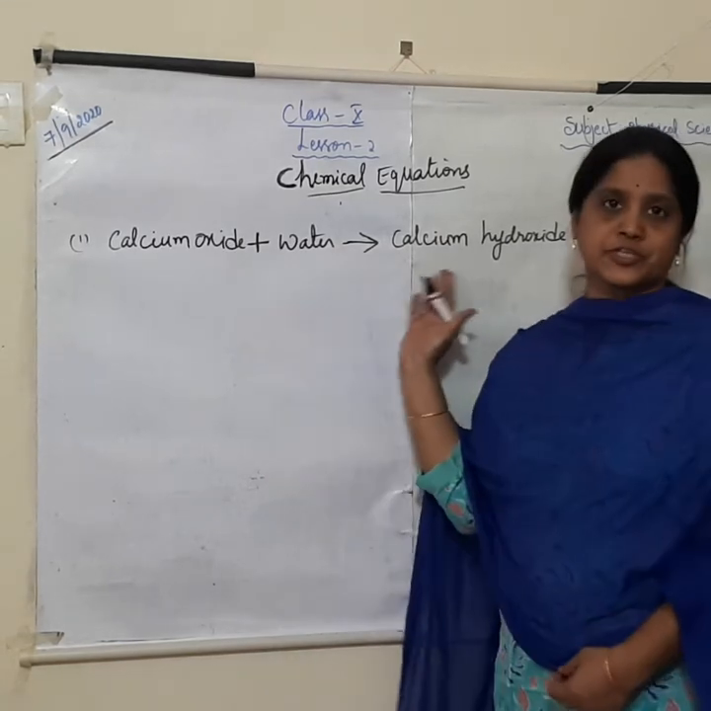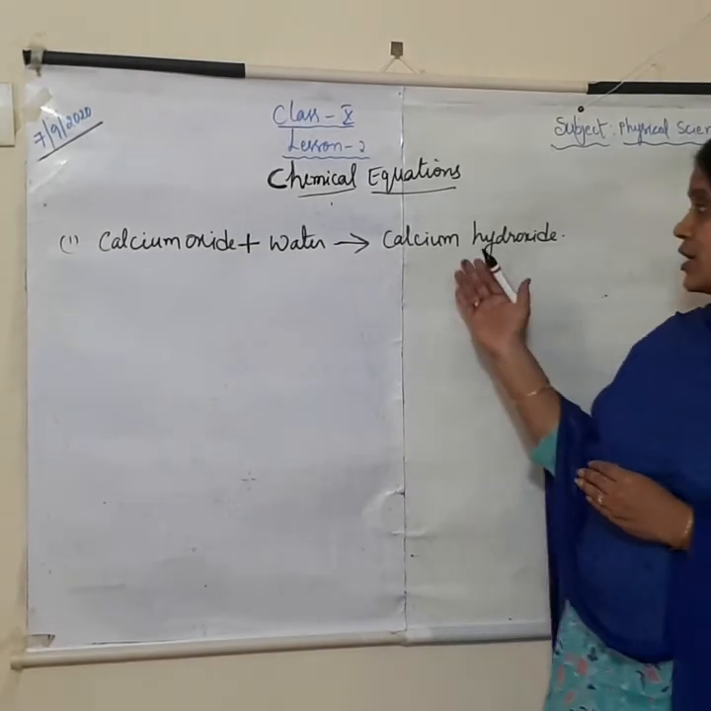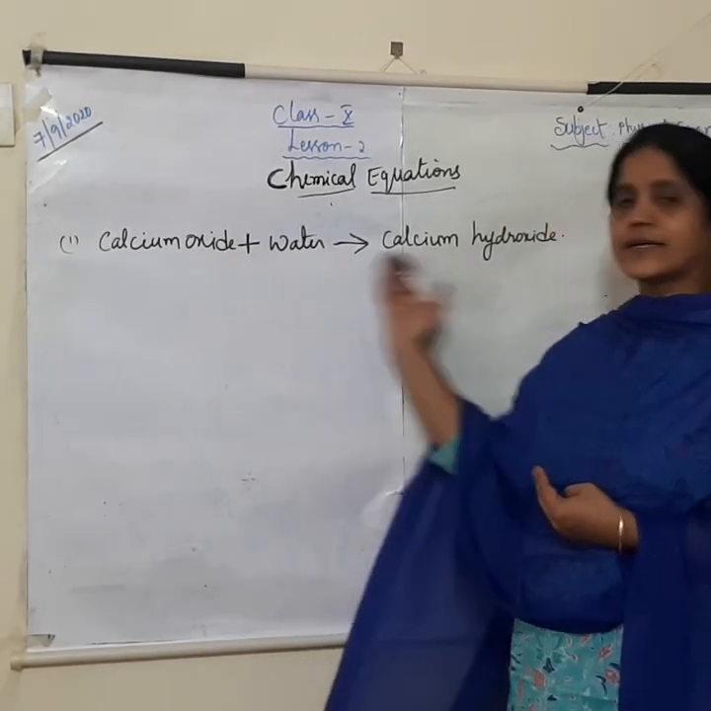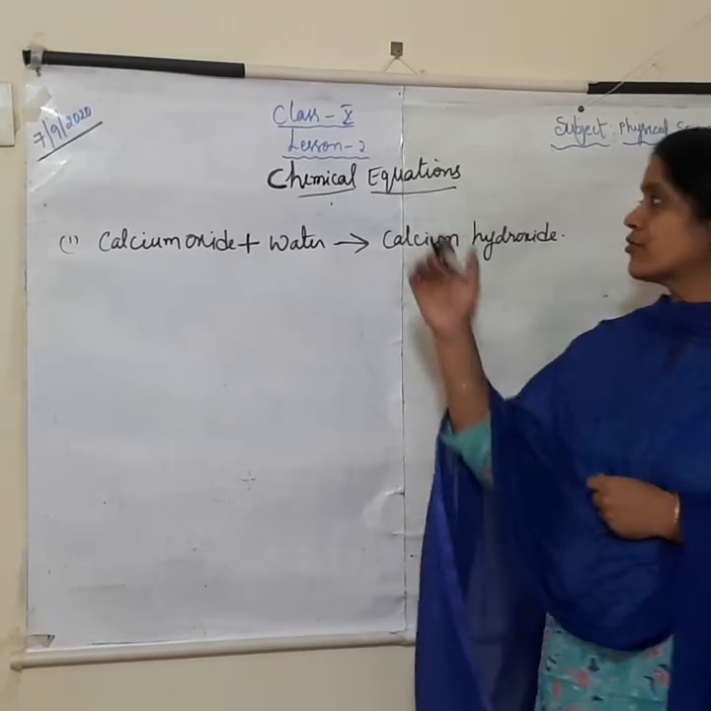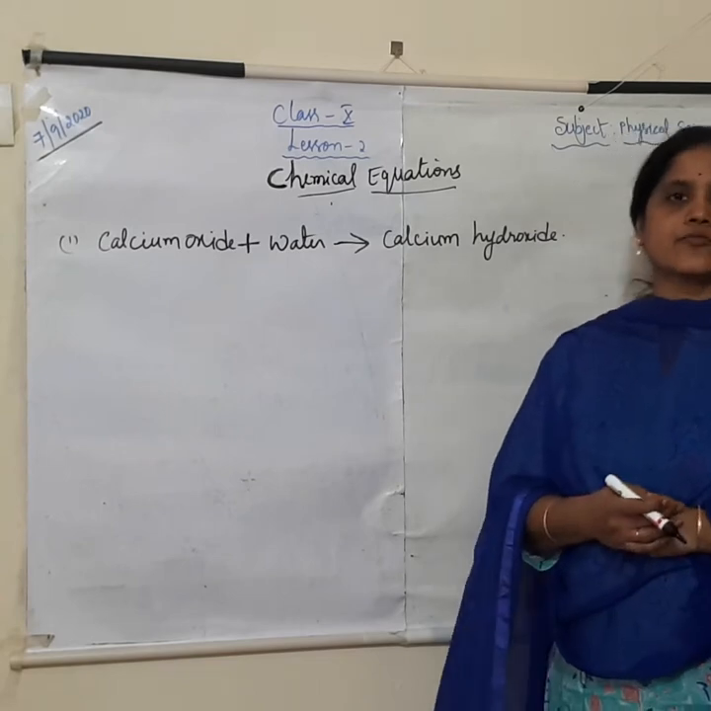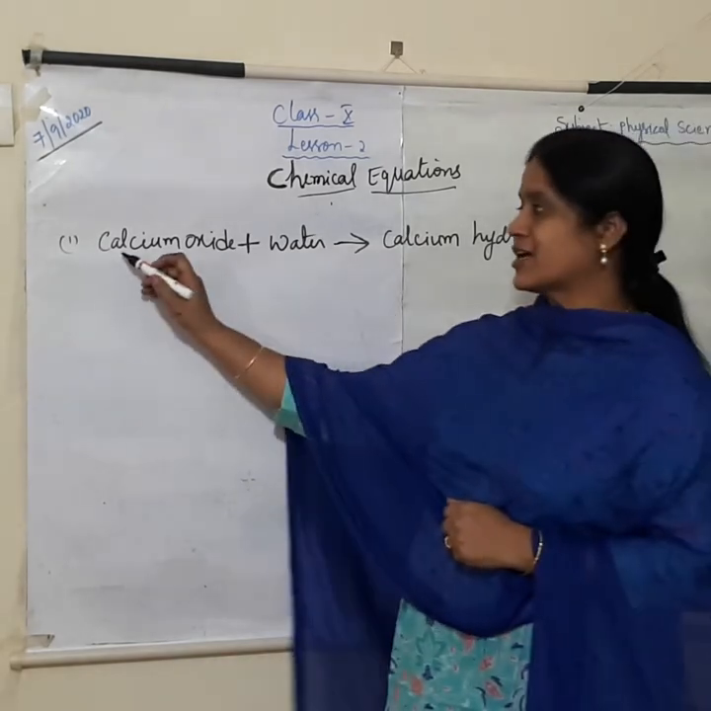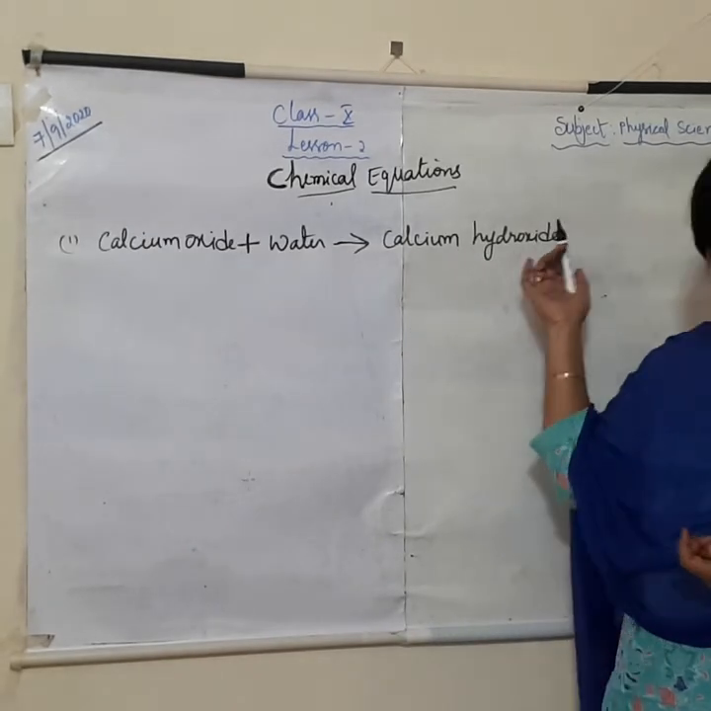See, the given sentence describes a chemical change happening, and generally we write it in a sentence form. How do we write this sentence in a short form? That is known as a chemical equation. So how do we write a chemical equation? For example, take this one: calcium oxide when reacted with water gives calcium hydroxide.